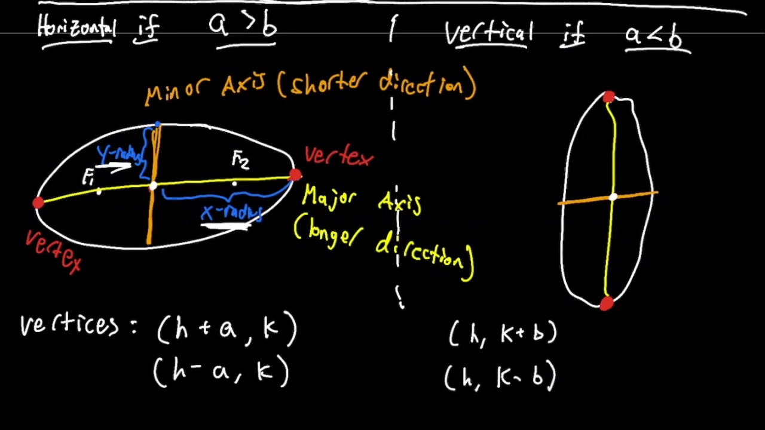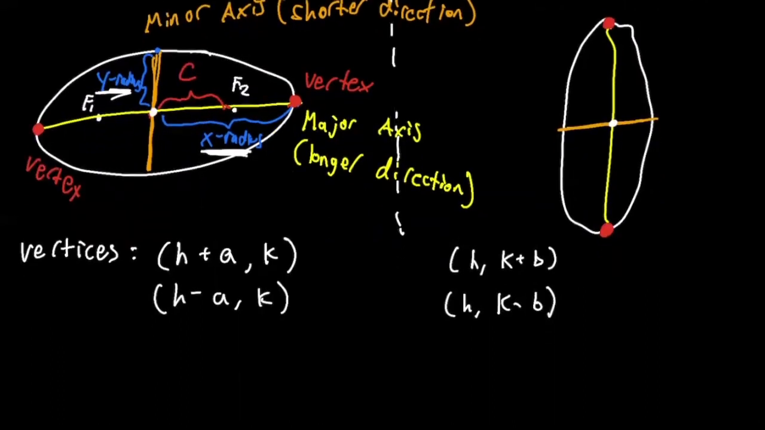Finally, to find each focus for our ellipse, we can look at this distance between the center and the focus, which we could call c. And we have an equation. We're not going to go through how to derive this equation, so I'll just give it to you. We have an equation that tells us that c squared is equal to a squared minus b squared. So the x radius squared minus the y radius squared. And that's if we have a horizontal direction.